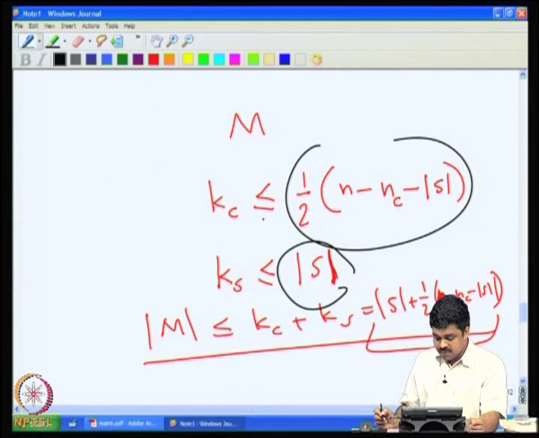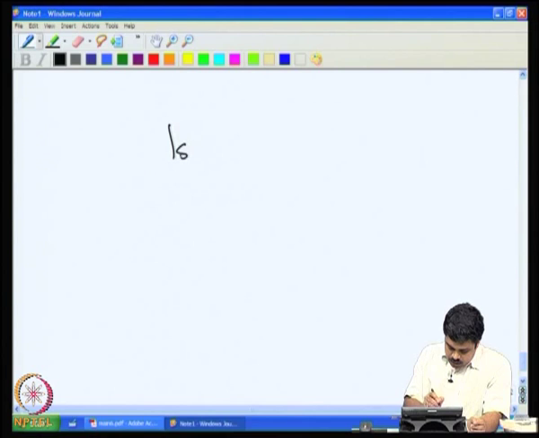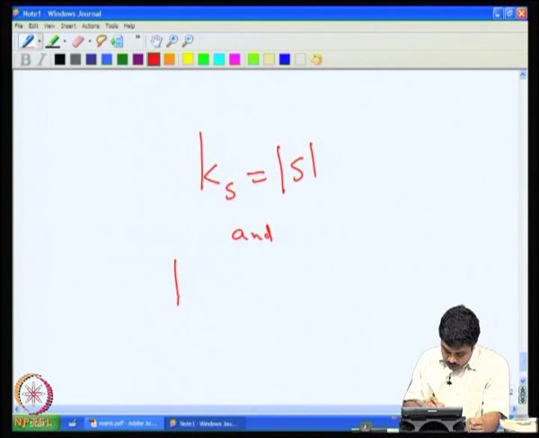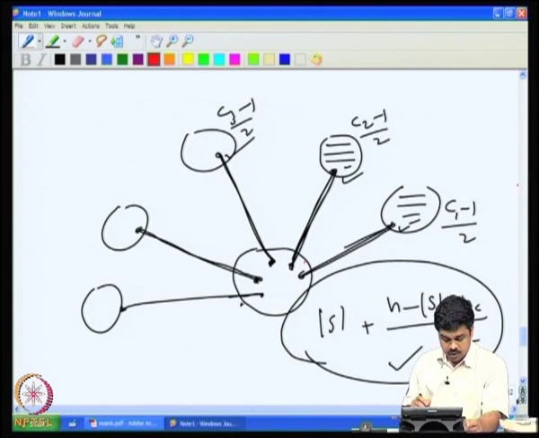So that means in any maximum matching, we should have KS equal to the cardinality of S, and KC equal to half of N minus NC minus the cardinality of S. This much is important. Now it tells us that it is not possible to do it arbitrarily.